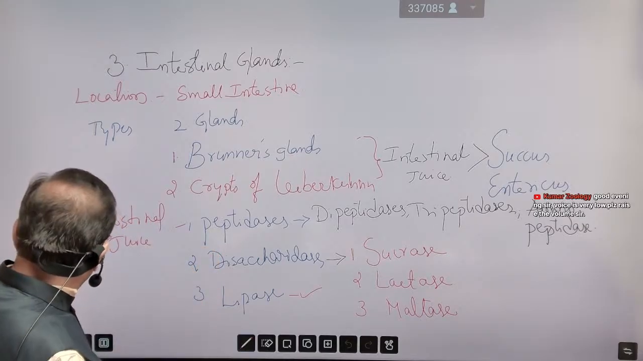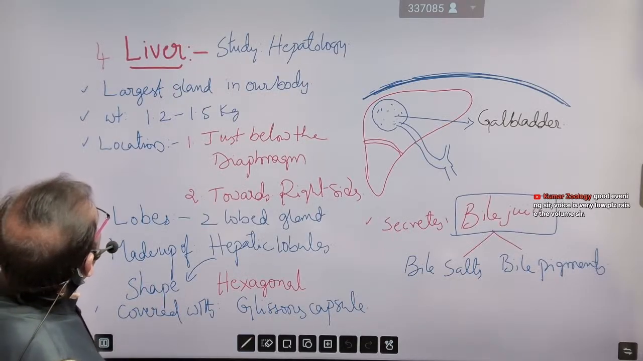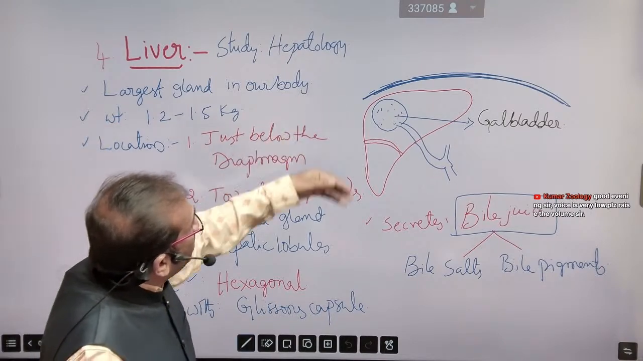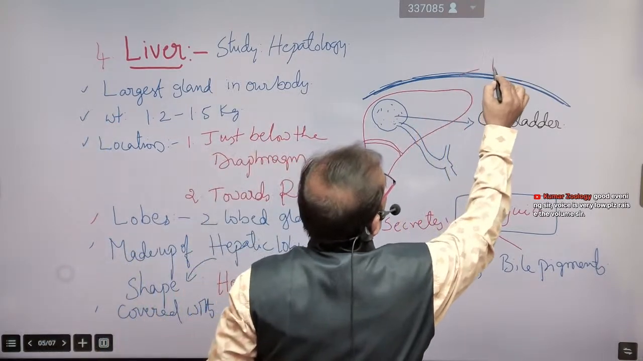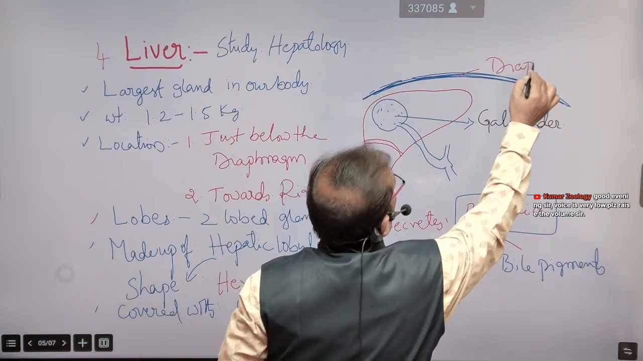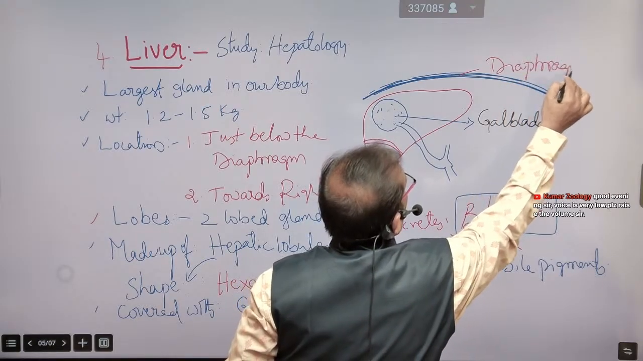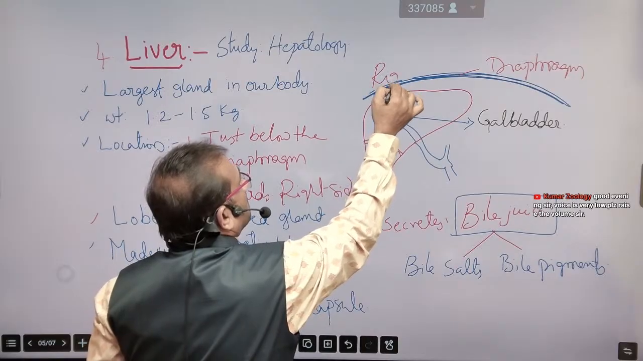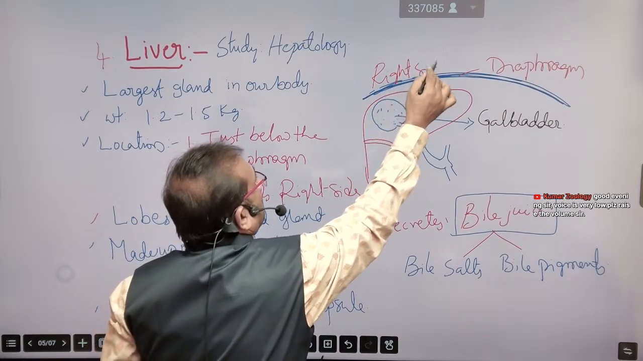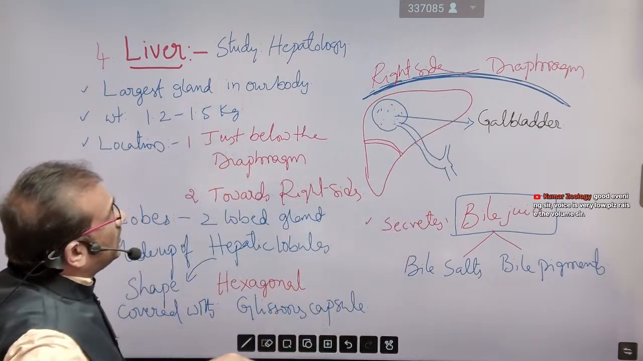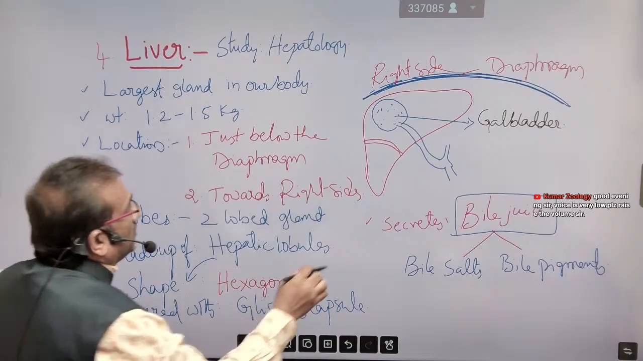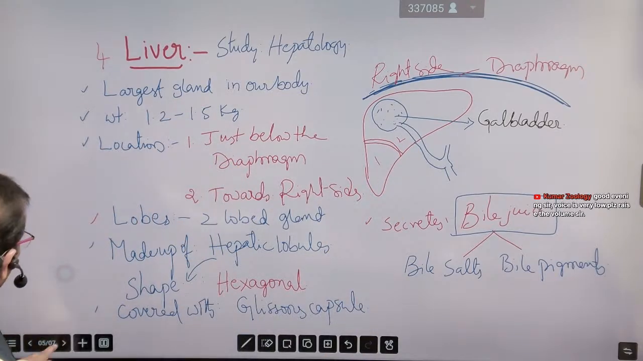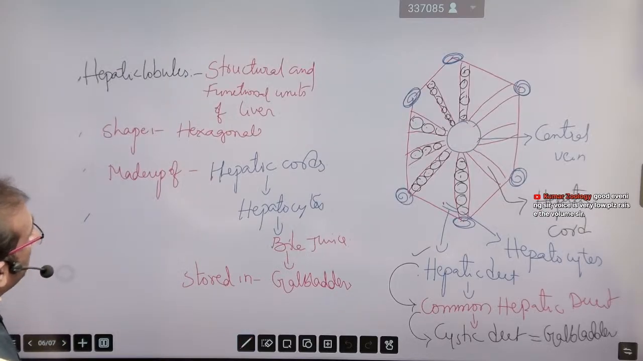Okay, the liver is the largest gland in our body, located just below the diaphragm, on the right side. It is a bilobed gland; 2 lobes are present. It secretes bile juice and is made up of hepatic lobules.